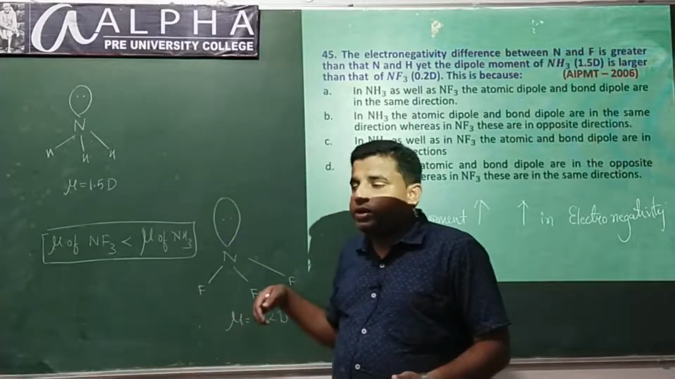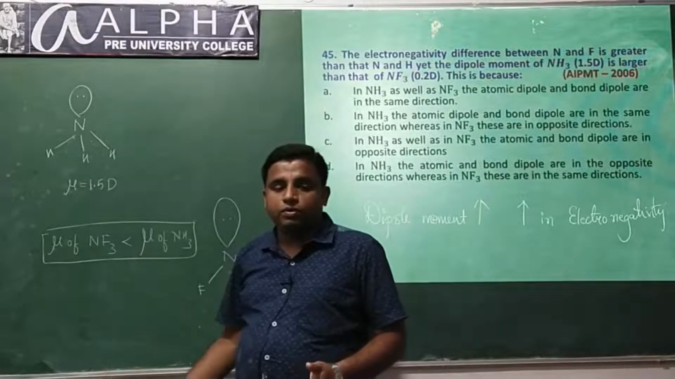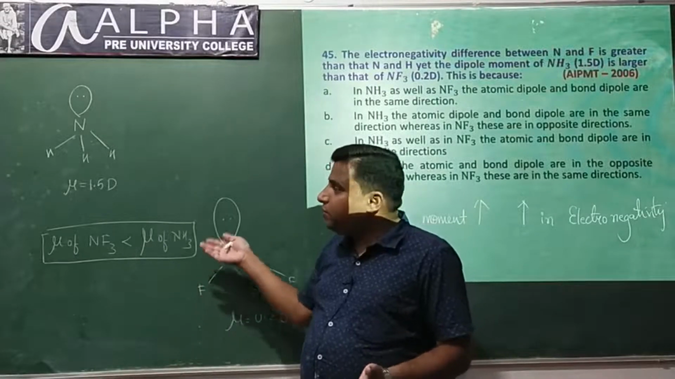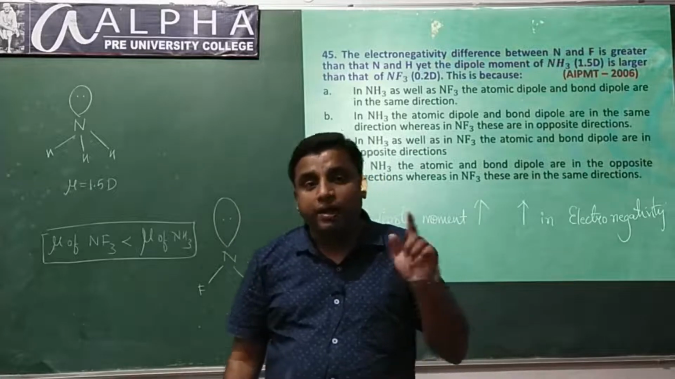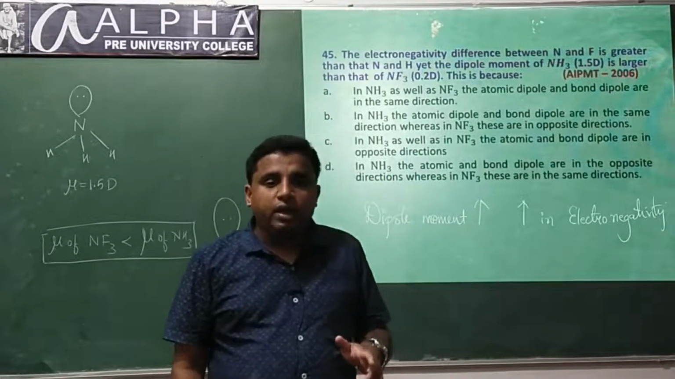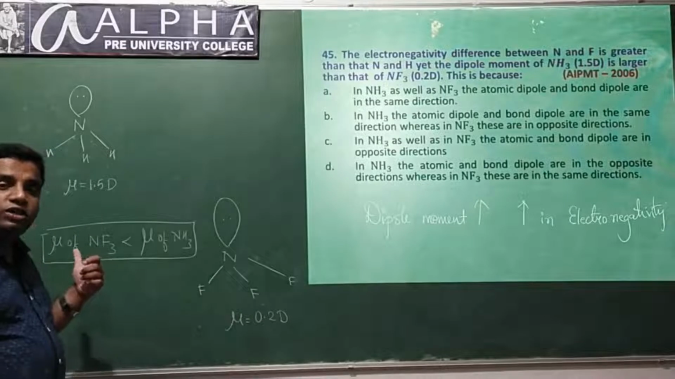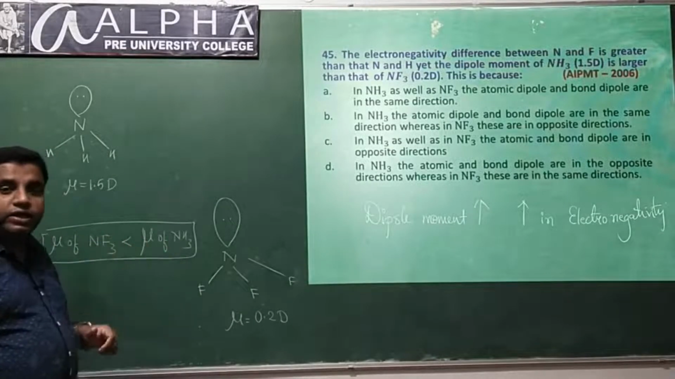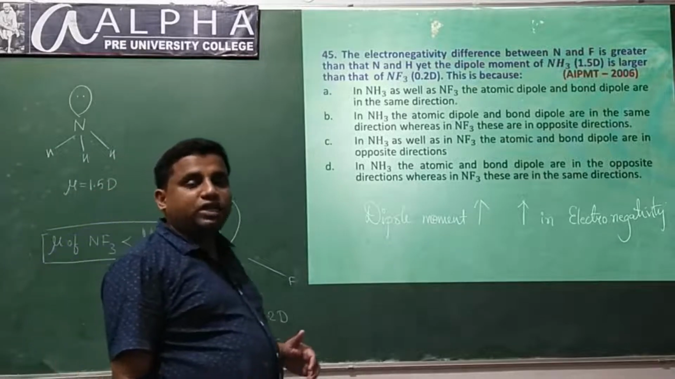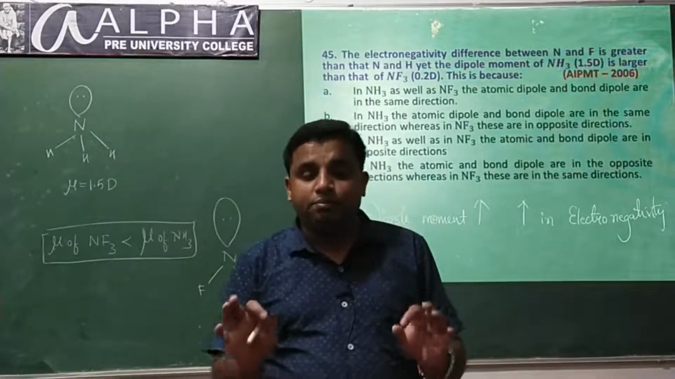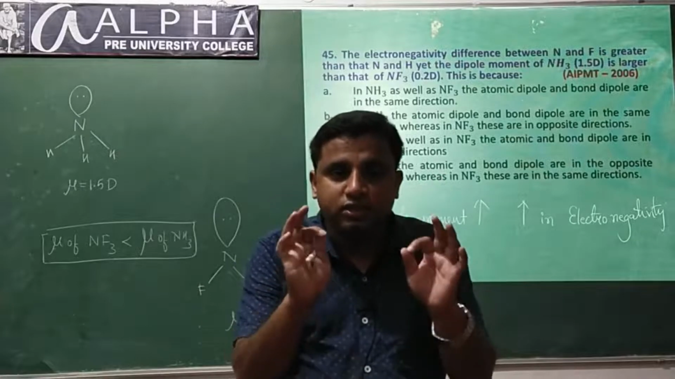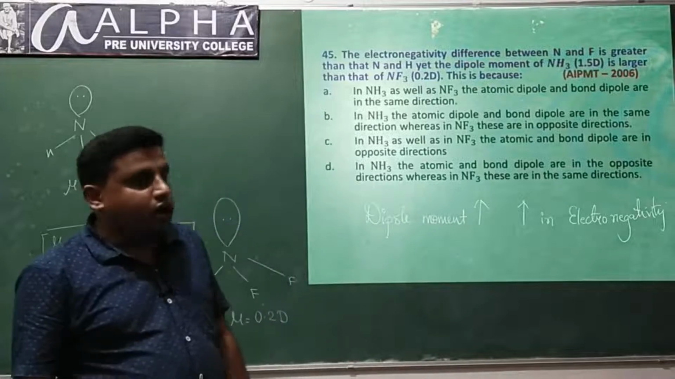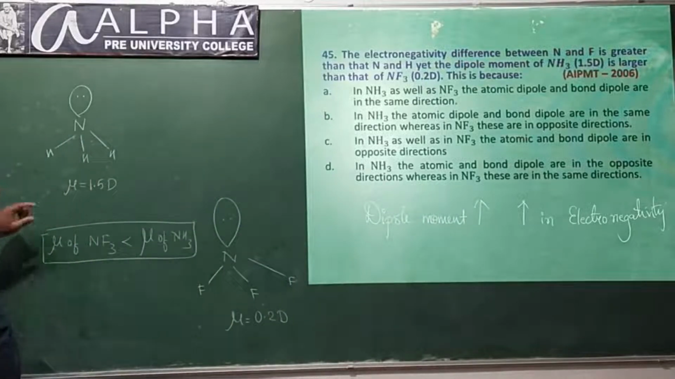Of course, fluorine is more electronegative than hydrogen. That means nitrogen trifluoride should have a larger dipole moment than ammonia, but that is wrong. Actually, the dipole moment of nitrogen trifluoride is less than that of ammonia, even though fluorine is more electronegative than hydrogen. Why? How do you substantiate this? Very simple. Use logic.